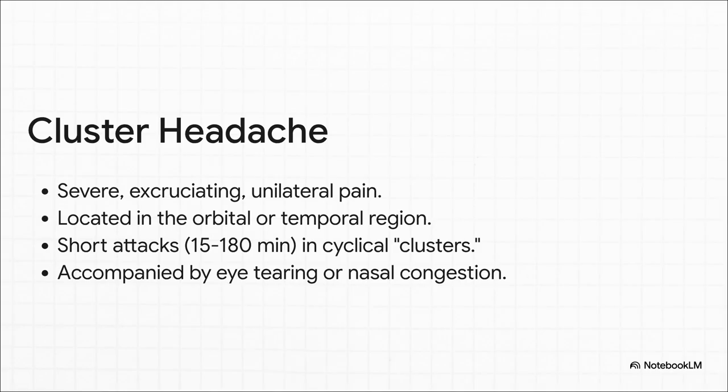And it comes with what we call autonomic features on that same side. Think of the autonomic nervous system just going haywire, causing a tearing eye, a runny nose, maybe even a droopy eyelid. The attacks are pretty short, but they come in these vicious, rapid-fire clusters.